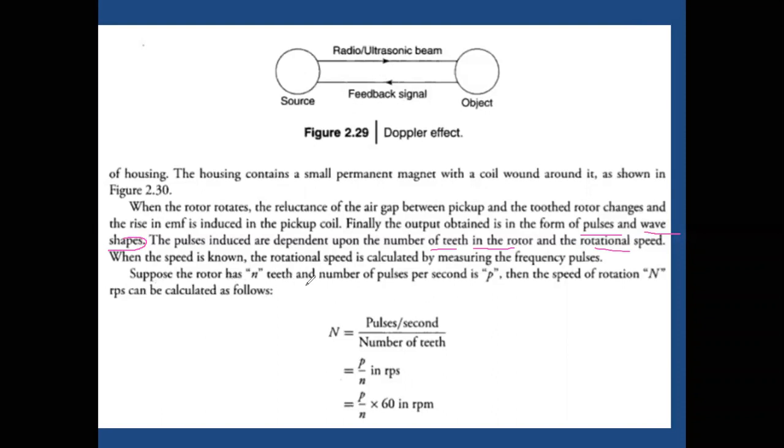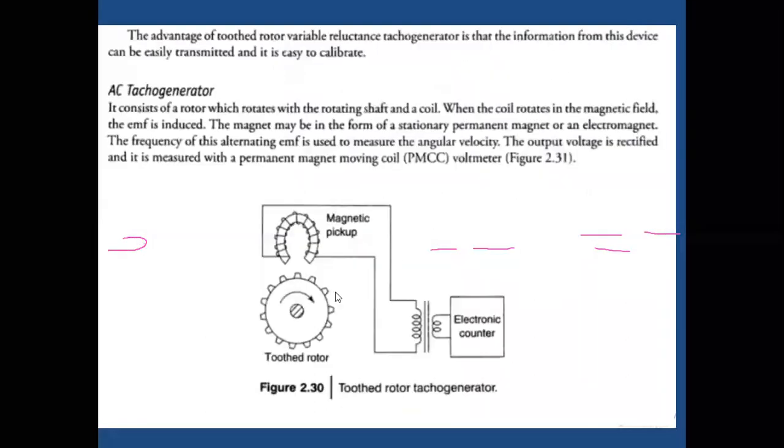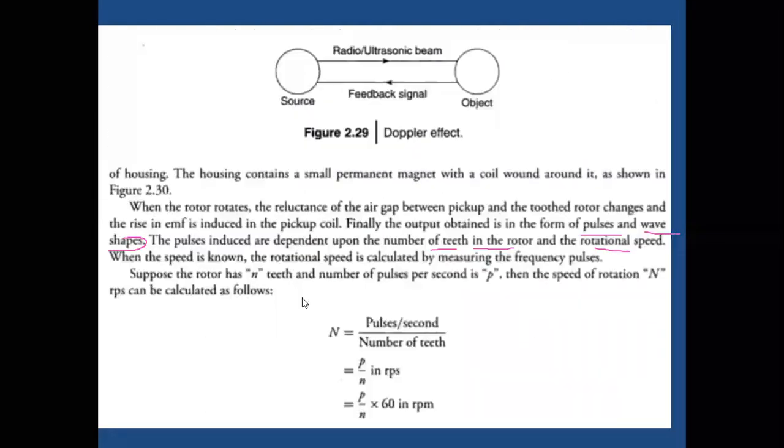Suppose the rotor has n teeth, like this one. The number of pulses per second is p. Then the speed of the rotation, capital N, is calculated as follows: pulses per second divided by the number of teeth, small p by n, in RPS, revolutions per second. And by multiplying with 60, we can obtain the revolutions per minute.